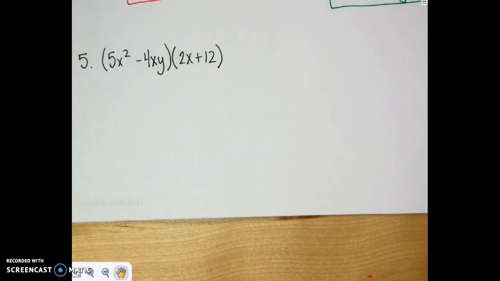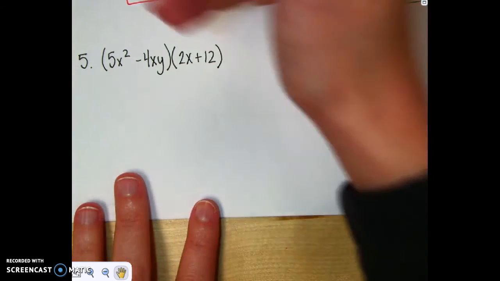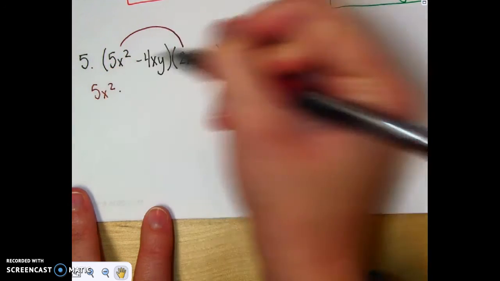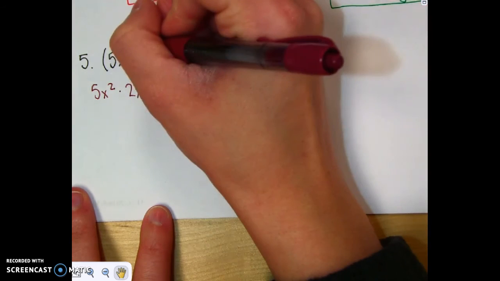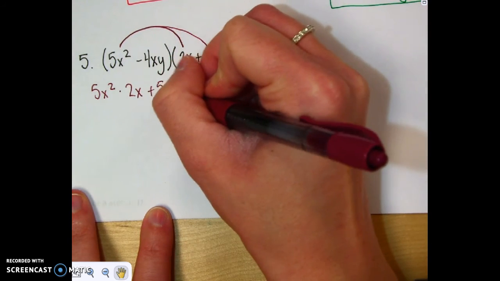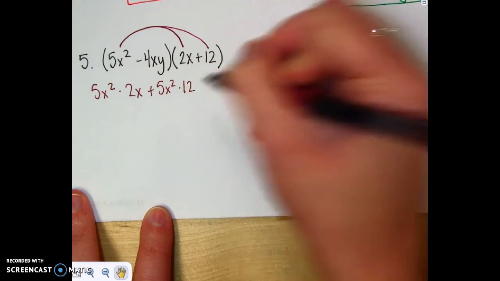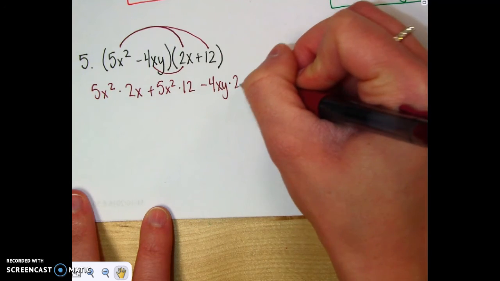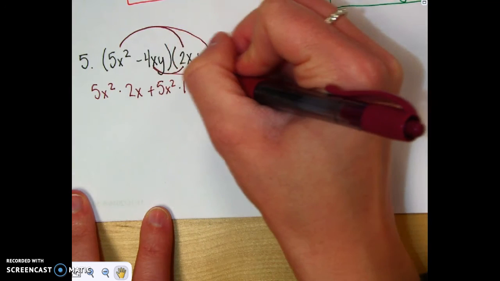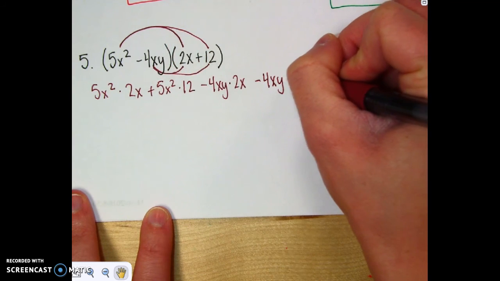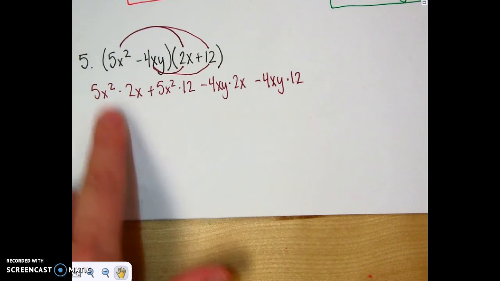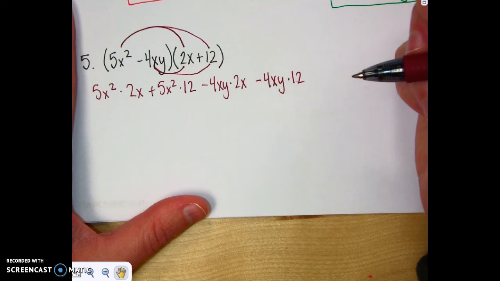Okay, next one. Five x squared times 2x, and then plus 5x squared times 12. That's negative, so that's minus 4xy times 2x minus 4xy times 12. And eventually you will get good enough at this to where you won't have to write this out. But for now, it might be best just to do this.